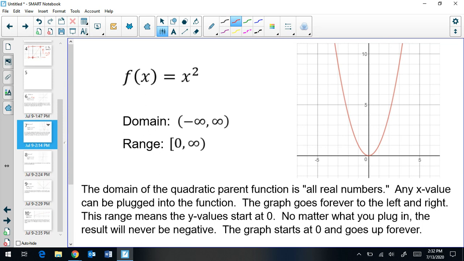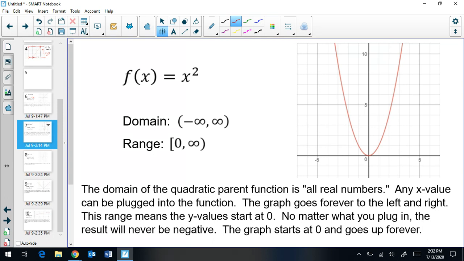I have a bracket at 0. The bracket indicates that 0 is included in this graph, but then we said that it does go up forever. So remember, the lowest that it goes, our starting point, would be 0. The highest it goes would be positive infinity because it's going up forever.